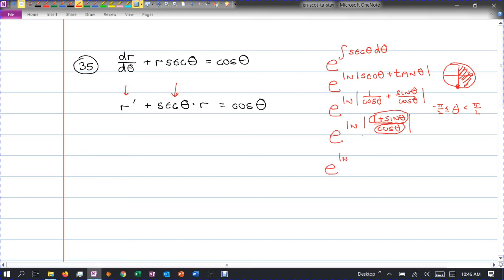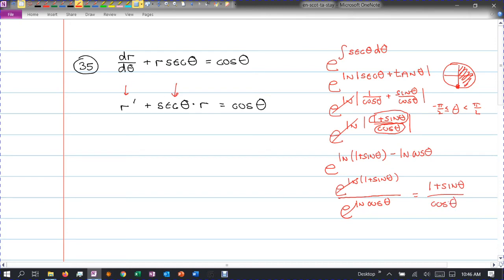natural log of 1 plus sine theta minus natural log of cosine theta, like that. And now I can rewrite that as e to the natural log of 1 plus sine theta over e to the natural log of cosine theta. Oh man, I should have just killed these off in the beginning. It doesn't matter. I'm working too hard. So at the end of the day, this is just 1 plus sine theta over cosine theta.